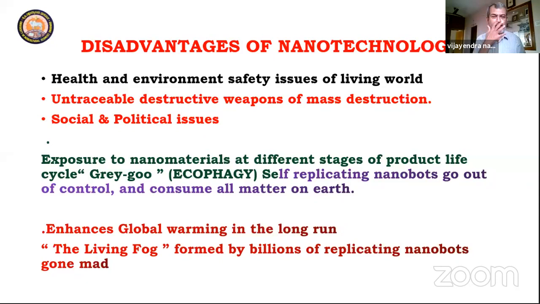Someone will say it enhances global warming. Someone will say it creates a living fog because of these nanobots, which have the characteristic of multiplication.